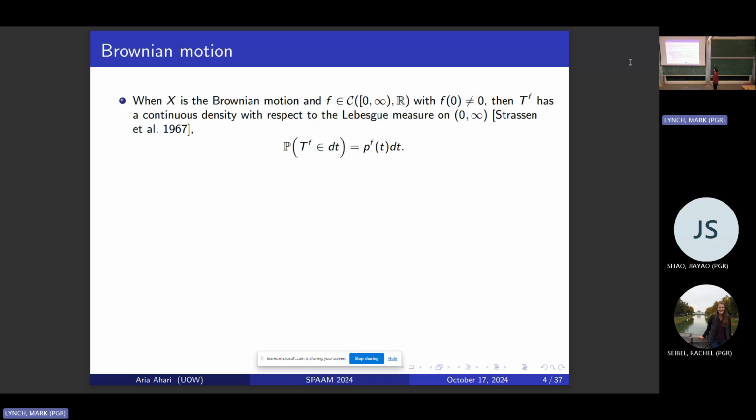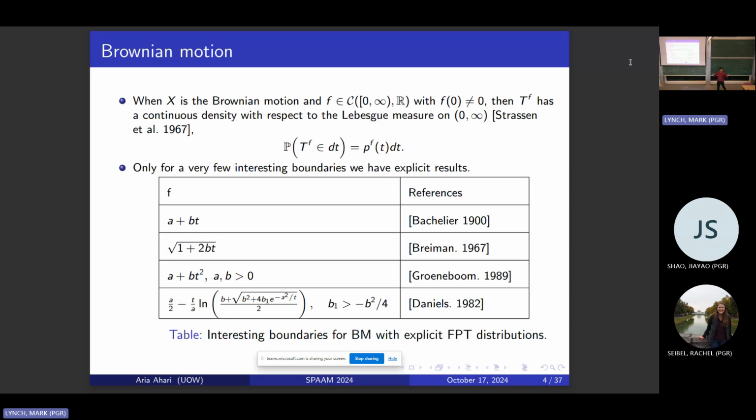In the case of the Brownian motion, there are essentially only 4 interesting boundaries for which that pt is known explicitly, and this goes way back in time, though not too far back. Bachelier, in 1900, in his thesis, proved the case of the boundary a plus bt, a line with a slope, which in the case of the Brownian motion has a very nice explicit expression involving the Gaussian function. Then it goes ages after that: in 1967, Breiman did some work on the square root boundary.